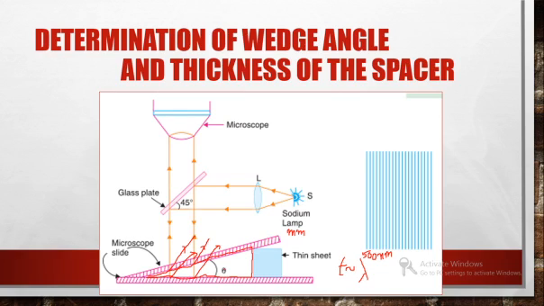And what about the air film? We have mentioned that it is formed by a very thin sheet kept as the spacer. So the angle subtended here will be very small, less than 1 degree or so. That means the thickness of the air film will be very small, and it can be made comparable to the wavelength of light. So you'll get proper reflection.